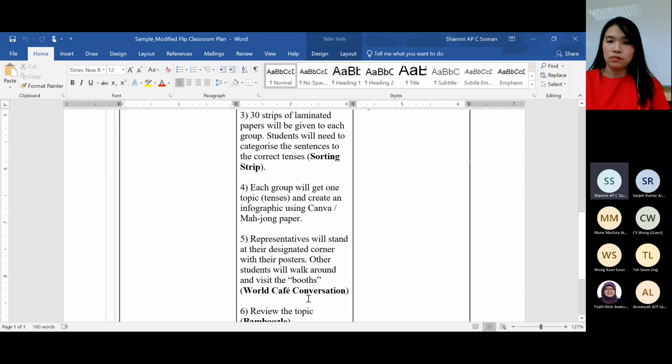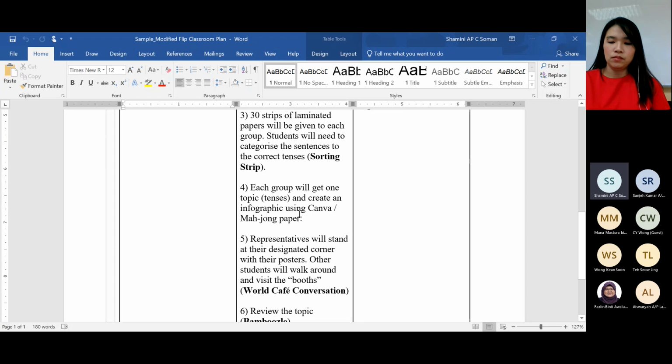Okay, so what is a World Cafe conversation? World Cafe conversation is something like a conference kind of thing. So if the students bring laptops, then I will advise them to use Canva, or if they do not, then I will just give mahjong papers to them. So these groups, they each of them will receive 1 tense. So in total, they will have 12 groups there, right? So out of the 12 groups, each one of them gets 1 tense.